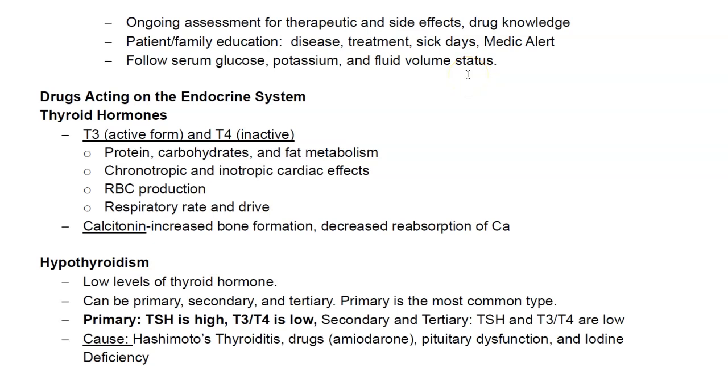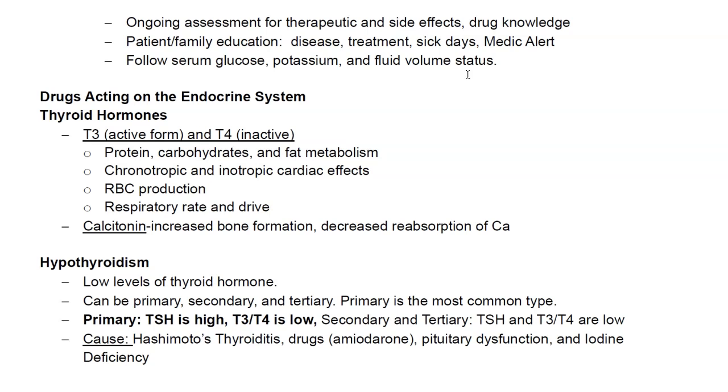Drugs acting on the endocrine system. So first, let's talk about the thyroid hormone. So you have your T3 and T4 as well as calcitonin. These hormones are produced by your thyroid gland. T3 is basically the active form of thyroid hormone, while T4 is the inactive form. Your body converts T4 into T3 so that it can be used by the body.